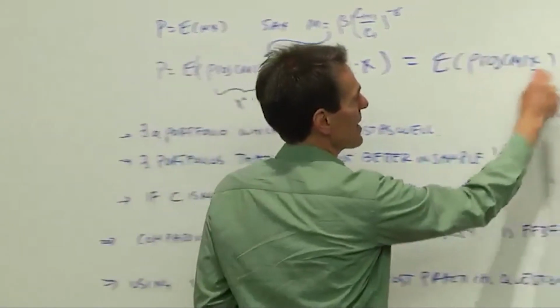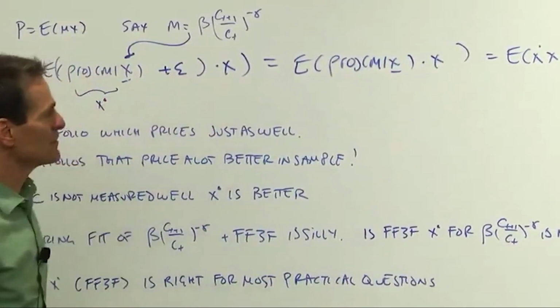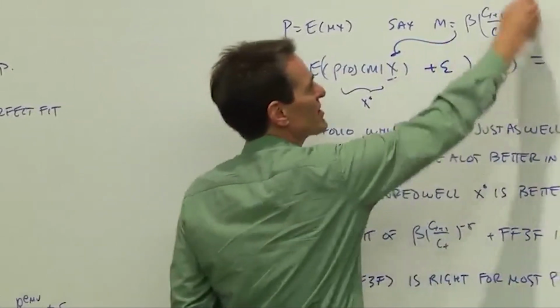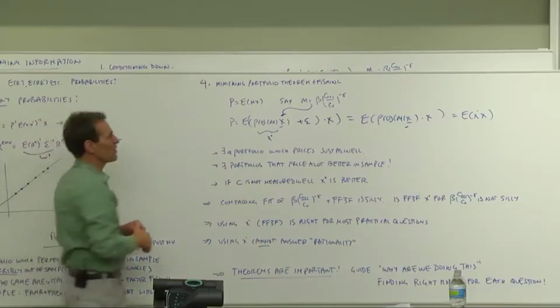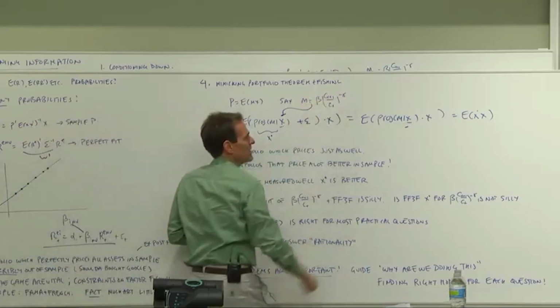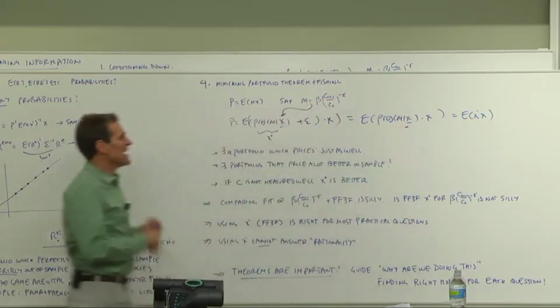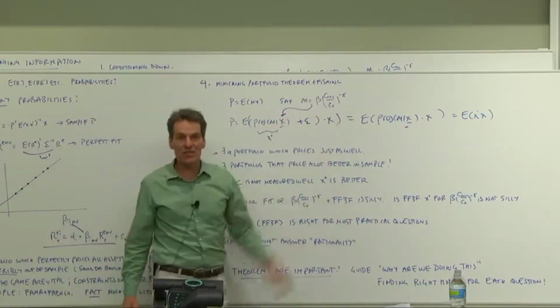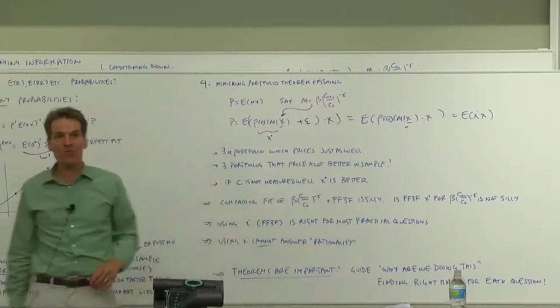So that's the same thing as projection of M onto X times X, which is just our friend X star. So if this model worked, we could construct an X star just by running a regression of marginal utility onto the space of all returns, and that X star would generate prices exactly as well as the original consumption growth model. The mimicking portfolio theorem.